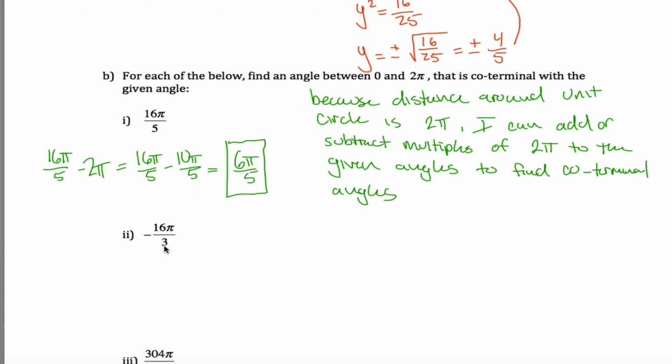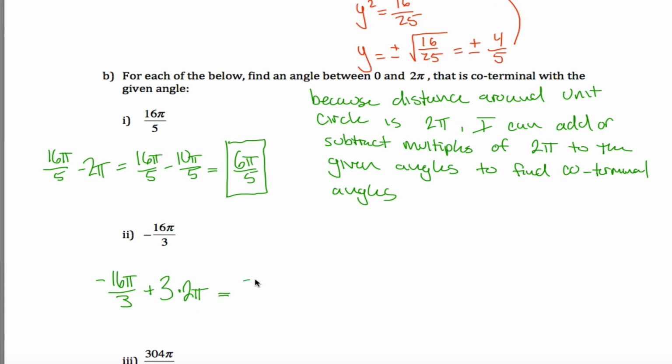Similarly here, I have negative 16/3 of pi. So this is a little bit more than negative 5 pi. So I could take negative 16 pi over 3 and add multiples of 2 pi. I'm going to add 3 of these 2 pi's. And the reason I chose to add 3 of these is I know this thing is about negative 5 pi, and I want it to be between 0 and 2 pi. So if I add 6 pi to it, I'll get there.